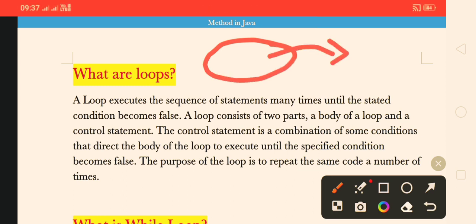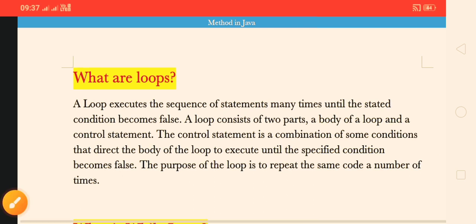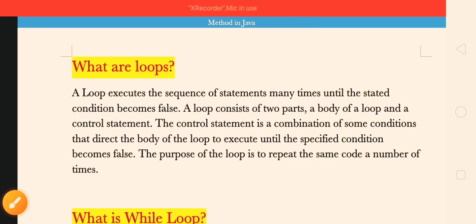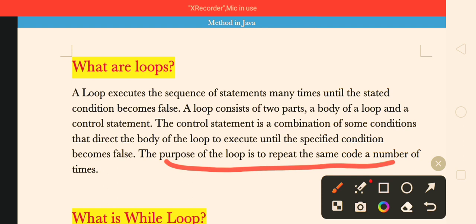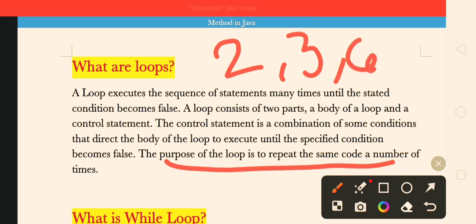The purpose of a loop is to repeat the same code a number of times. The main purpose of a loop is to execute the same code a number of times, 2 times, 3 times, whatever times, until any condition is fulfilled, any number of times that we want.